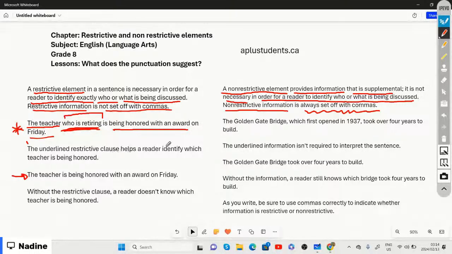For example: the Golden Gate Bridge, comma, which first opened in 1937, comma, took over 4 years to build. So the Golden Gate Bridge, which first opened in 1937, took over 4 years to build.